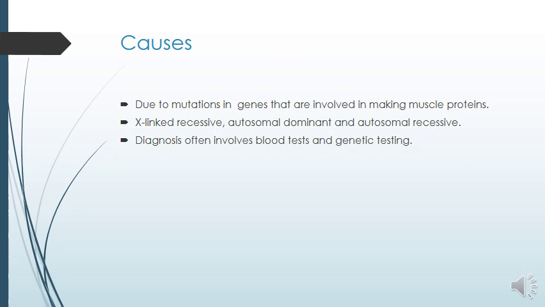The causes are that these diseases are due to mutations in genes that are involved in making muscle proteins. These can be inherited differently: X-linked recessive, autosomal dominant, and autosomal recessive depending upon the disease. And the diagnosis often involves blood tests and genetic testing.